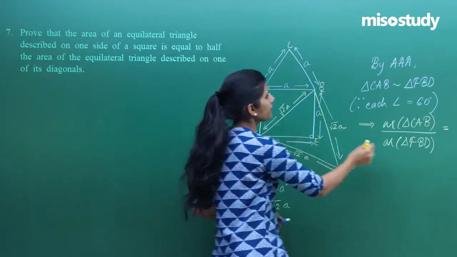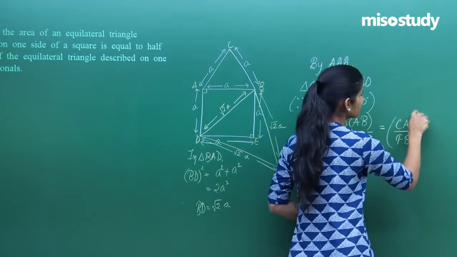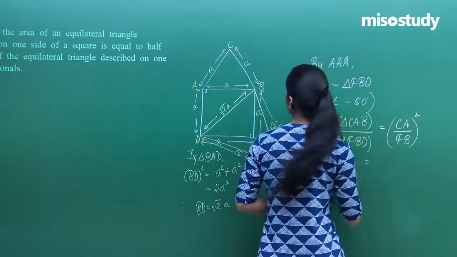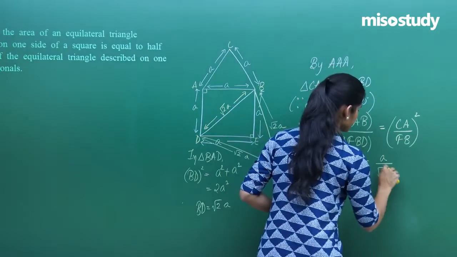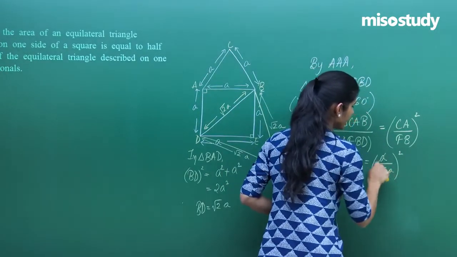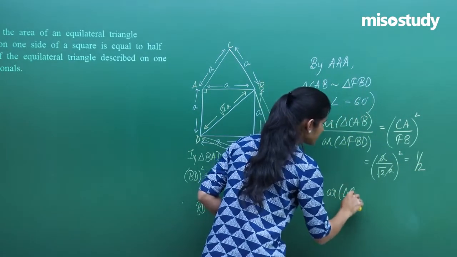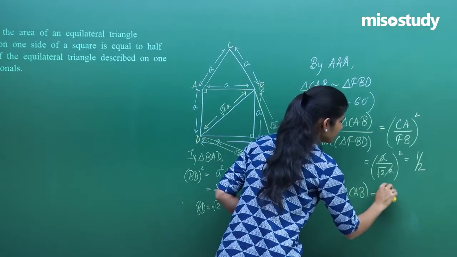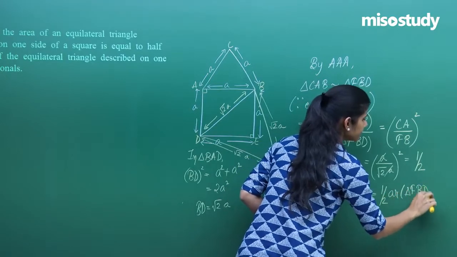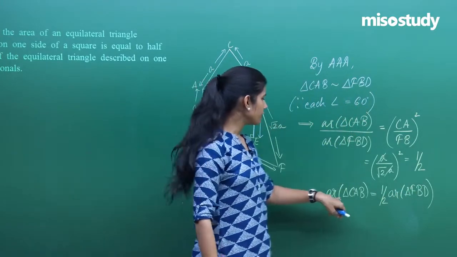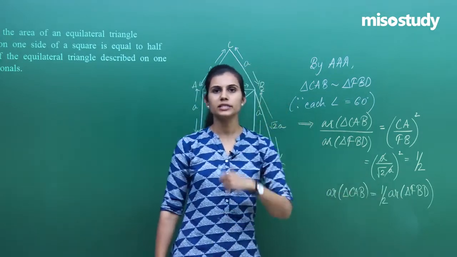Pick up any side, pick up CA and FB. So you get CA upon FB whole square. We have proved this. CA's length is small a, FB's length is root 2a, whole square. A square cancels out, you have 1 by 2. So you get area of triangle CAB is equal to half of area of triangle FBD. So you have proved that area of the triangle described on one side of the square is equal to half of area of the triangle described on one of its diagonals.